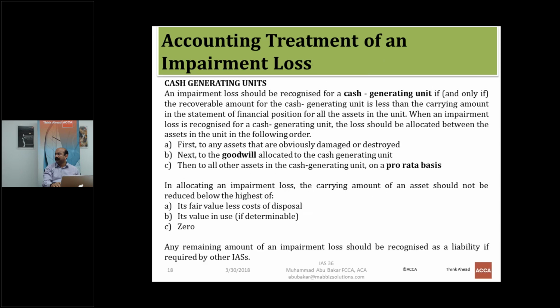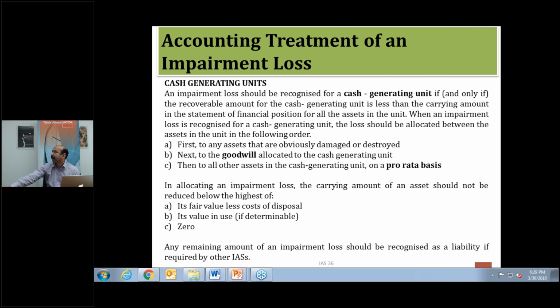Fateh, the rule is, here this slide is in front of you. An impairment loss should be recognized for a cash generating unit if and only if the recoverable amount for the cash generating unit is less than the carrying amount in the statement of financial position for all the assets.